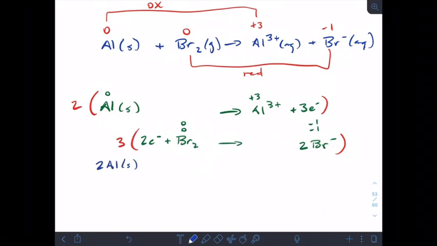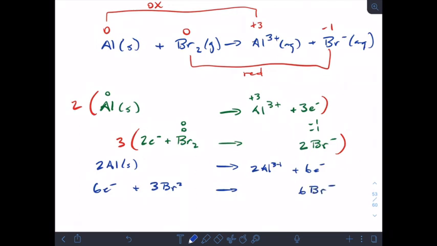So 2Al solid makes 2Al3+ plus 6 electrons. And then my second equation will give me 6 electrons plus 3 Br2s and 6 Br minuses. Okay. And then I'm going to add them together.